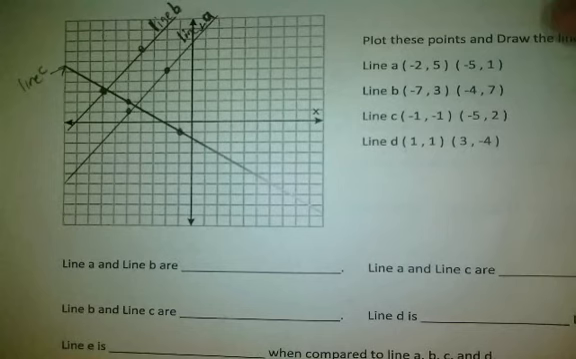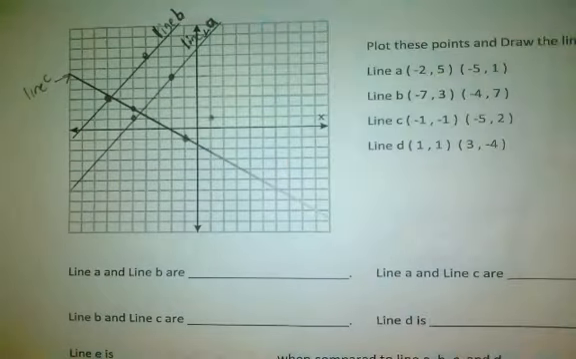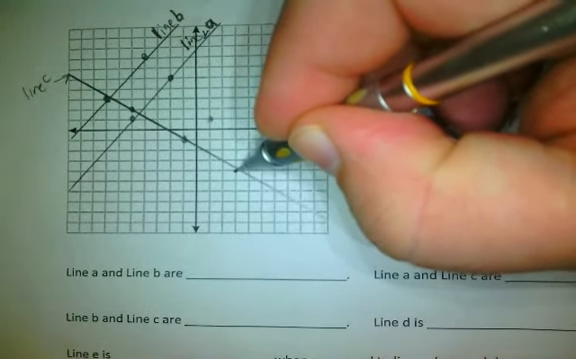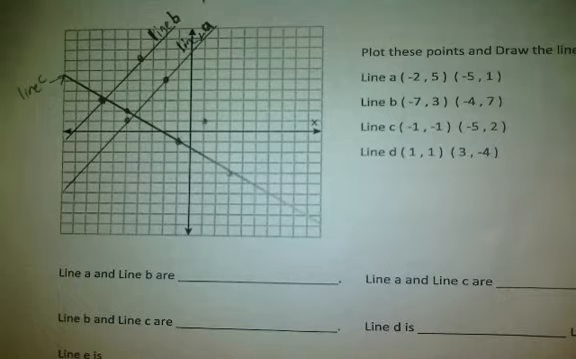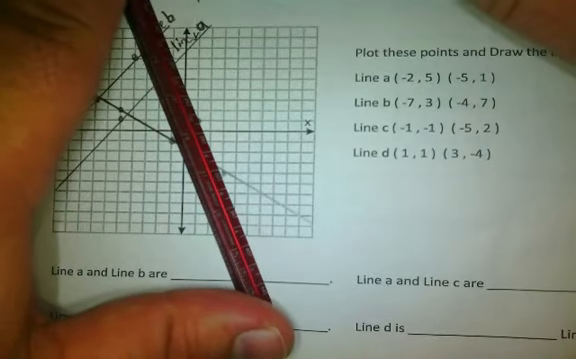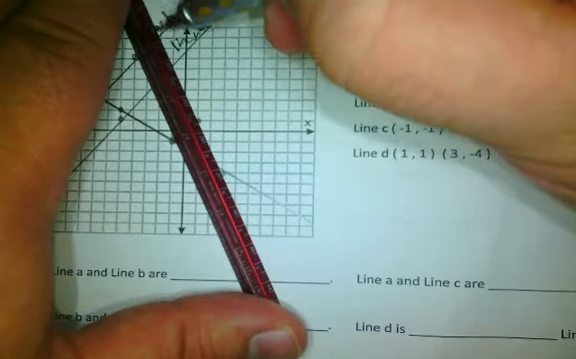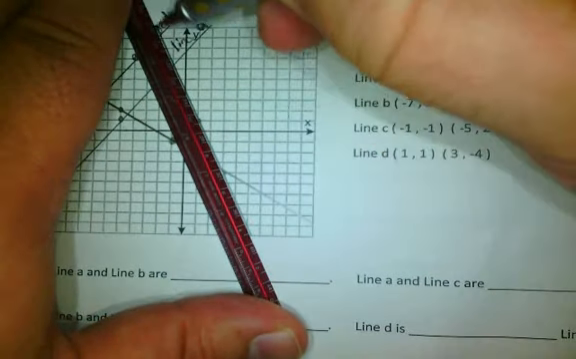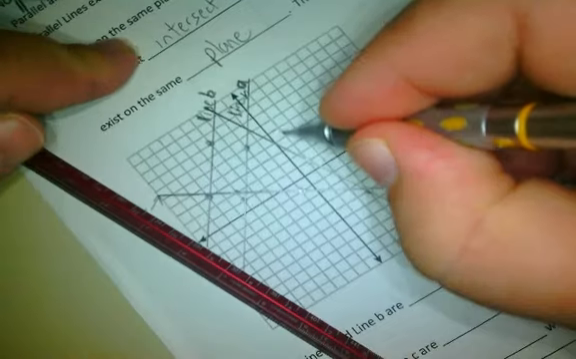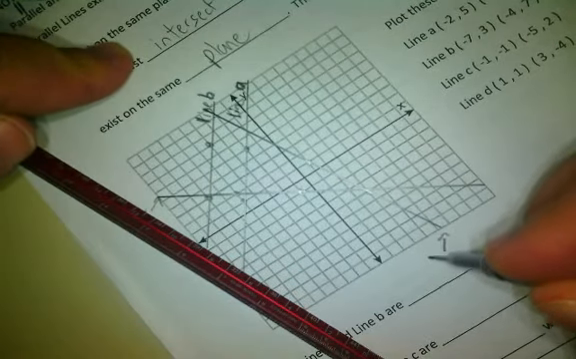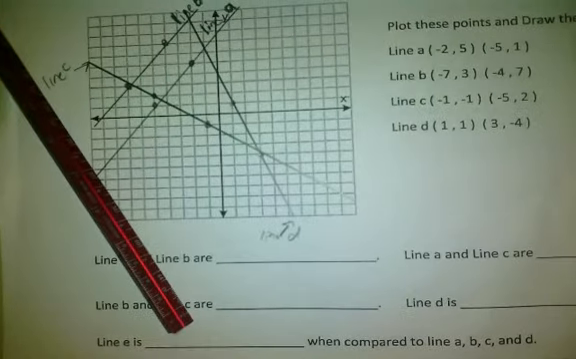And then line D is going to be at 1, 1, and 3, negative 4. Ooh, way down there. Alright, so I'm going to connect these. Excuse me. That is going to be line D. Okay, so that's line D.